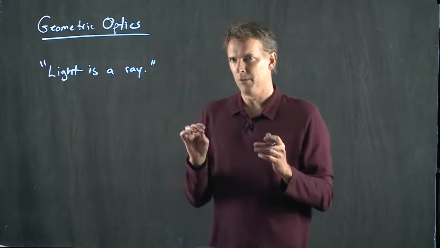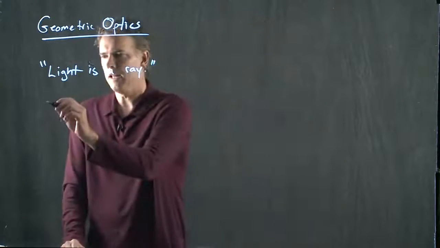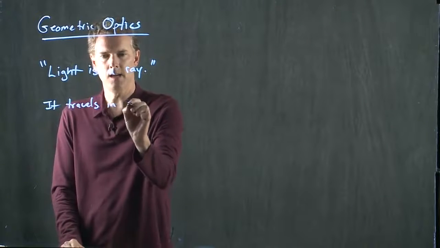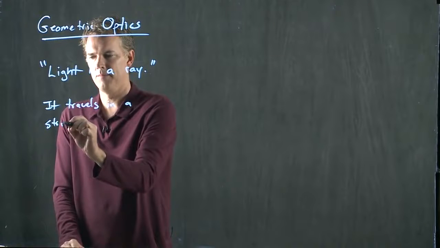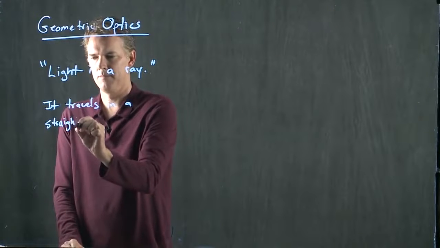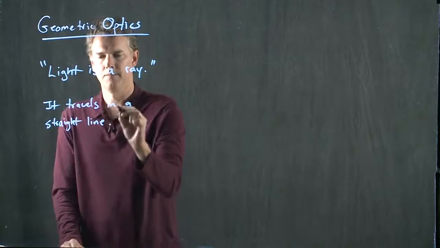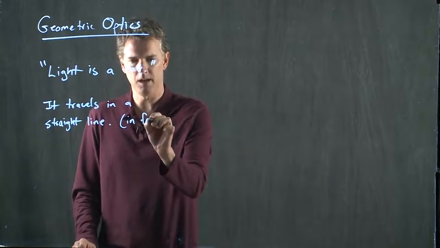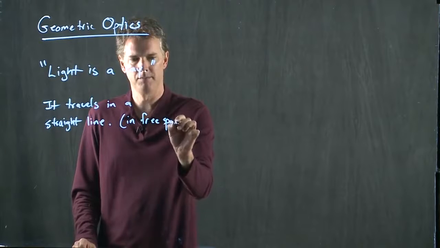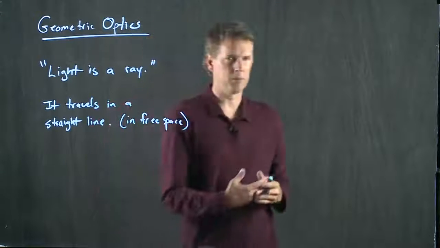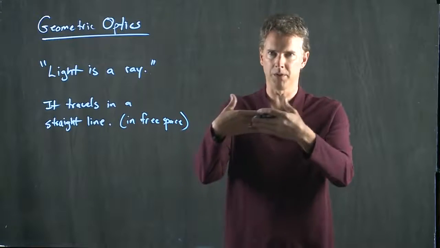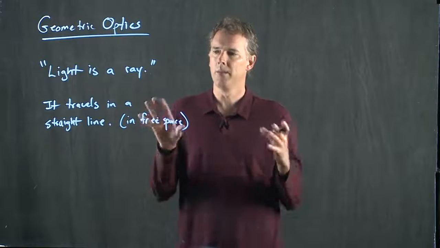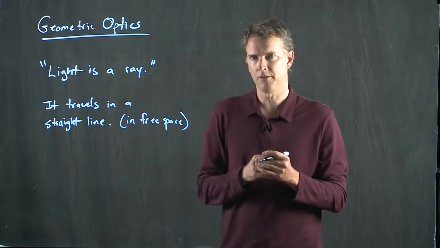So light is a ray. What does that mean? It means it travels in a straight line. Okay, now there's a caveat there, which is the following: in free space. Pretty soon we're going to talk about what happens when it meets up with glass or water, and then you can see that the ray will actually bend. But in free space, light travels in a straight line.